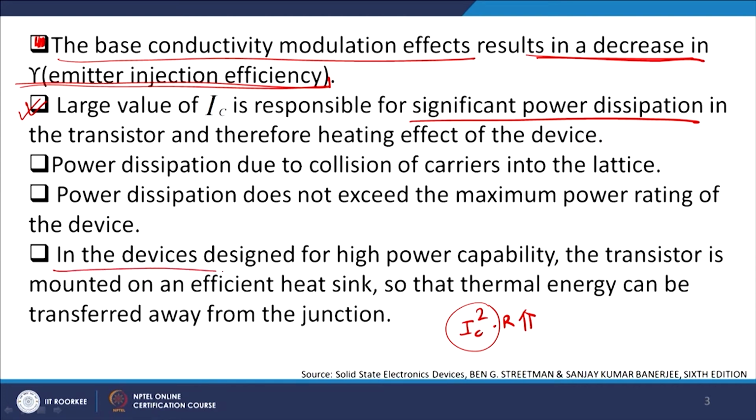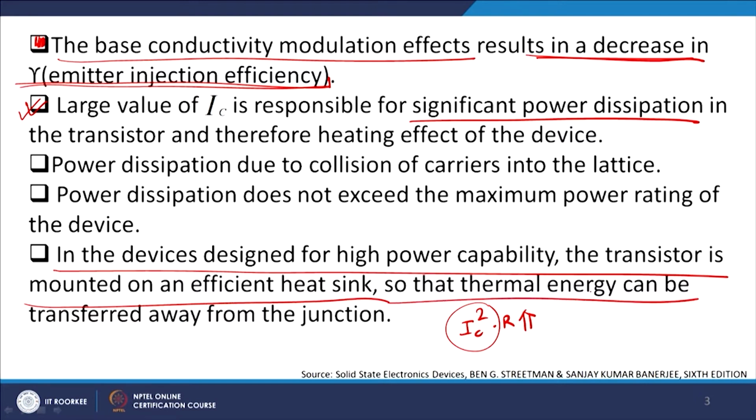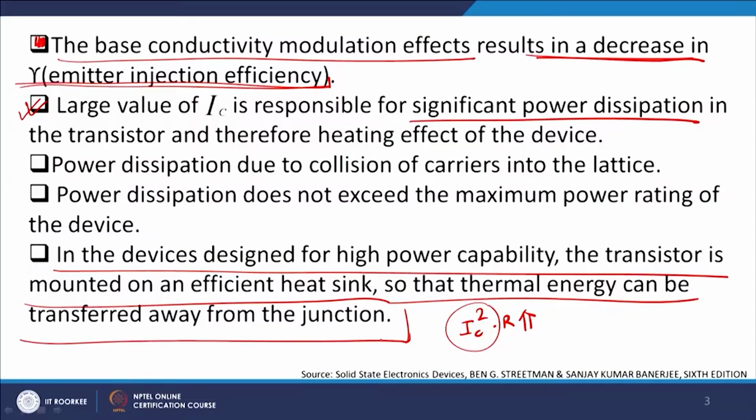So, in devices designed for high power application, the transistor is mounted on an efficient heat sink, for the reason I just now discussed with you, so that the thermal energy can be transferred away from the junction, right. As long as you are able to shift the thermal energy away from the base collector or base emitter junction, we would expect to see no rise in the minority current carriers because of temperature, because you are able to shift the major part of the power dissipation or temperature rise away from it. If you have a very good heat sink, that will help you remove the power very fast away from the emitter base junction.